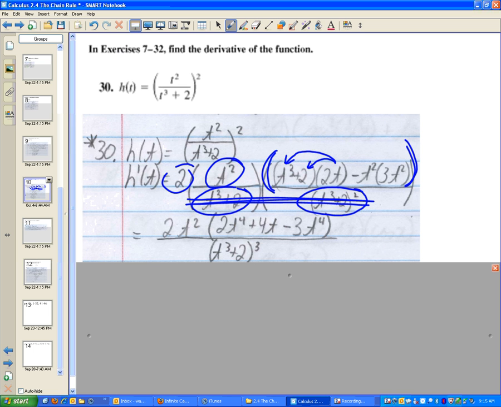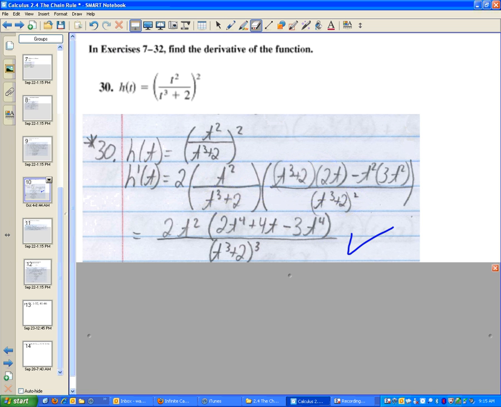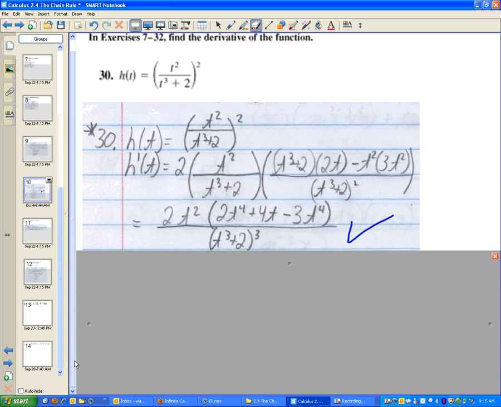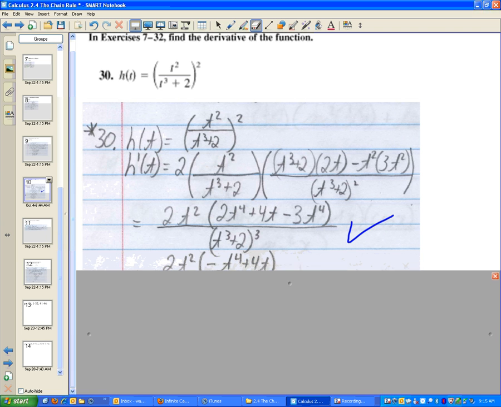Make sense? All right, so we're good to there. Okay. All right, well, let's see. What else can I do here? I've got the 2t squared.